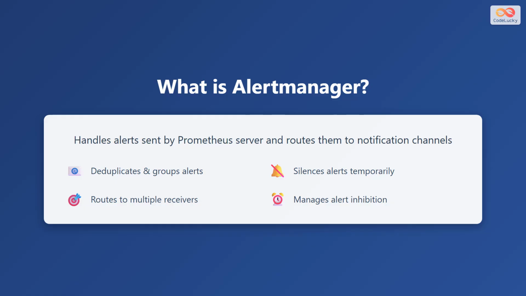Second, it allows you to silence alerts temporarily during maintenance windows. Third, it routes alerts to multiple receivers like email, Slack, or PagerDuty based on rules you define. And fourth, it manages alert inhibition, which means it can suppress certain alerts when related higher priority alerts are already firing.